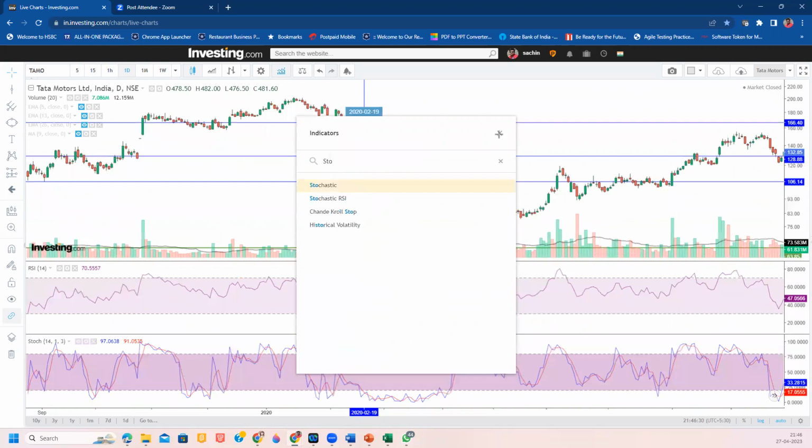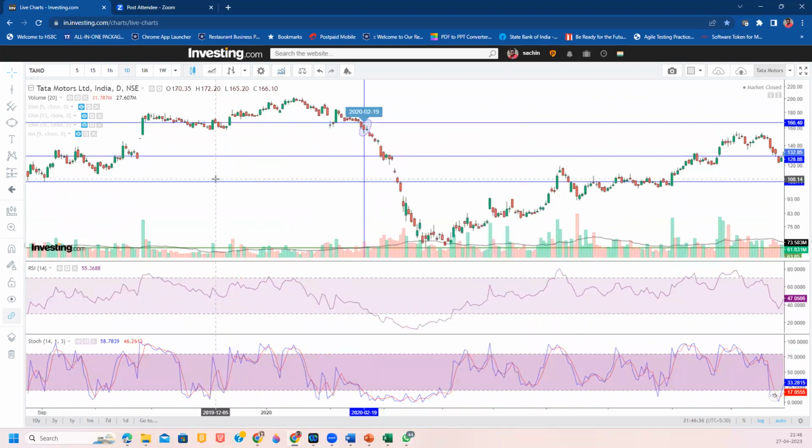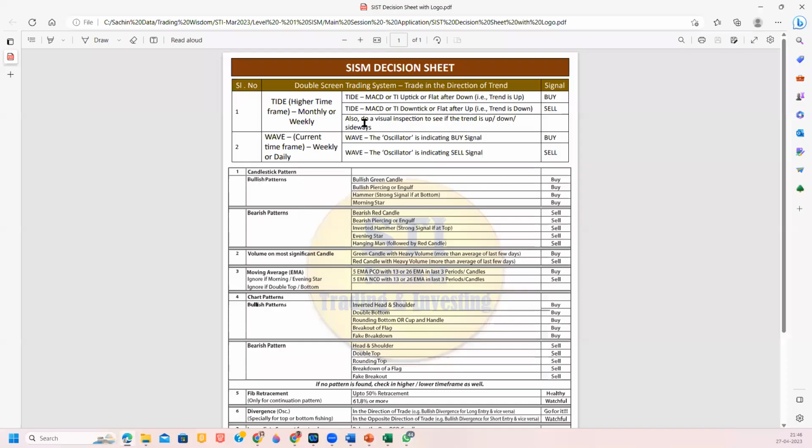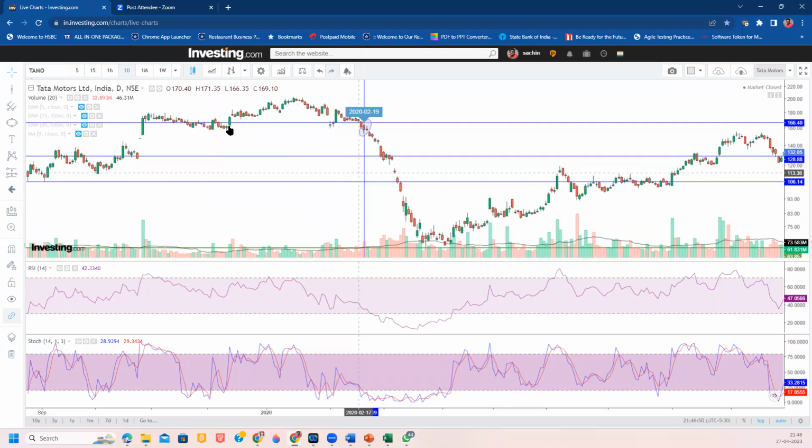So these two indicators I have added. Only the MACD we need to observe in the higher time frame. After the MACD observation is done, we need to come back into the current time frame where we are taking the trade, and that will be daily or lower than that. As of now, I'm selecting the daily time frame, and in that time frame, the RSI and stochastic we need to observe. Stochastic by default will be 14, 1, 3.